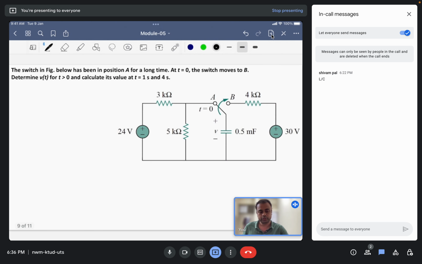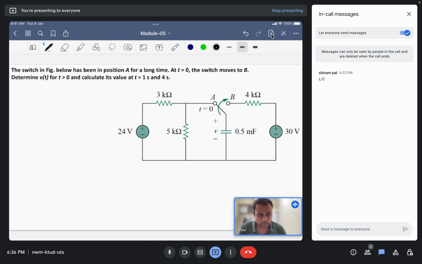Okay, so let us move to the next problem here. In this problem, we are already seeing some source. So this is a problem associated with an RC circuit with an external source. The question says that at time t equals 0, the switch moves from A to B. So initially the switch was at position A, and at time t equals 0, the switch has been moved from point A to point B.